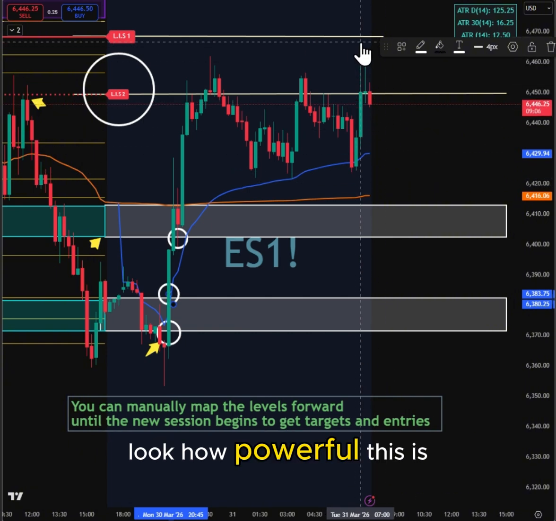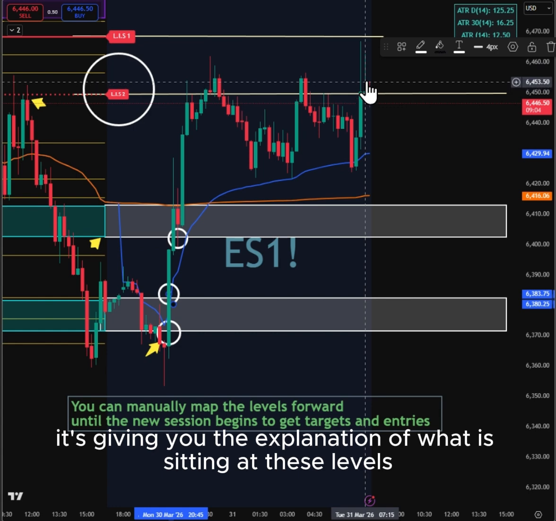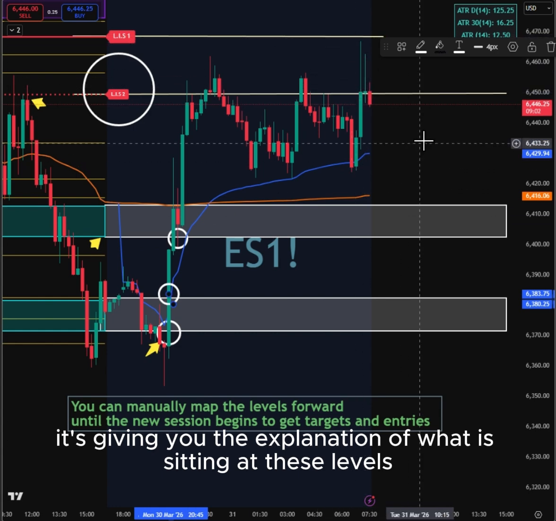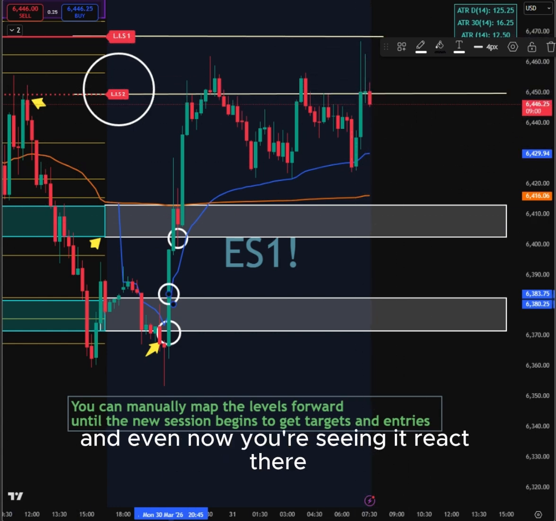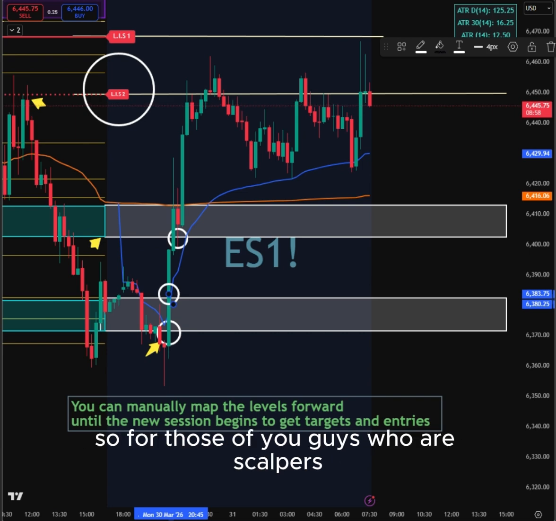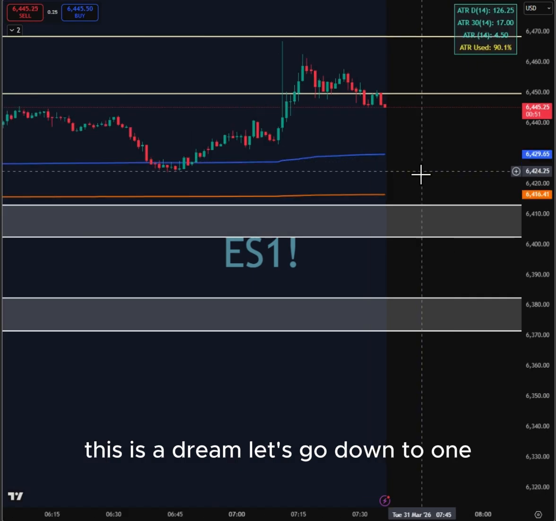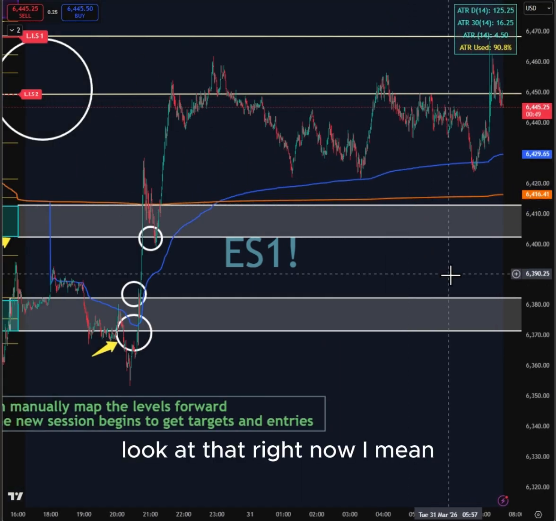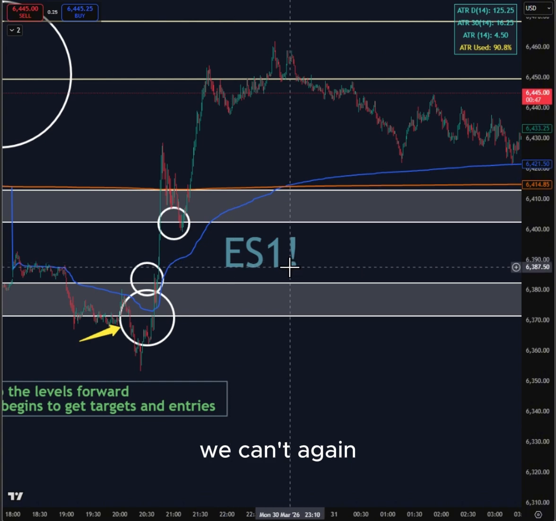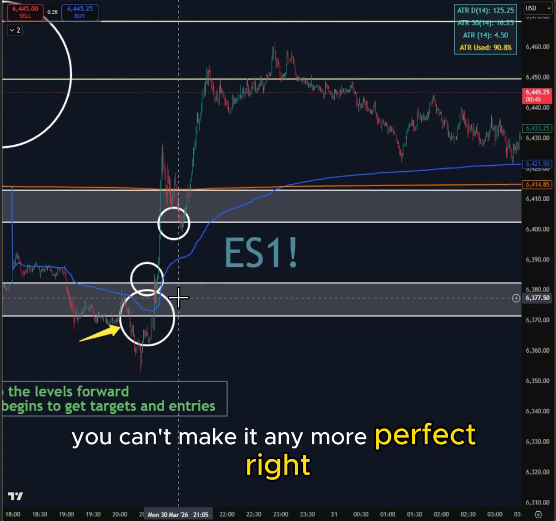Look how powerful this is. It's giving you the explanation of what is sitting at these levels. And even now, you're seeing it react there. So for those of you guys who are scalpers, this is a dream. Let's go down to 1. Look at that, right? Now, I mean, again, you can't make it any more perfect, right?